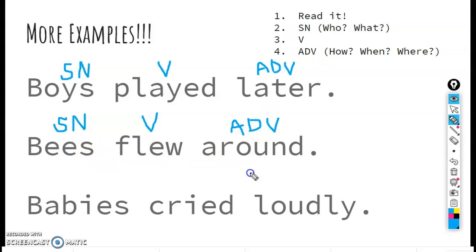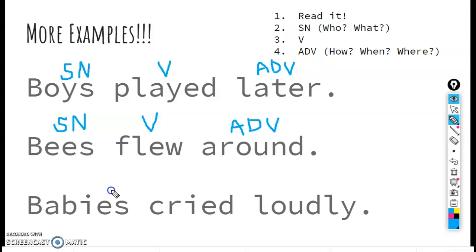Bees flew around. What flew? Bees. Subject noun. What is being said about bees? Bees flew. Verb. Flew where? Around. Adverb. All right, for this last one, I'm going to read it, and I want my friends to see if they can figure out before I classify it.